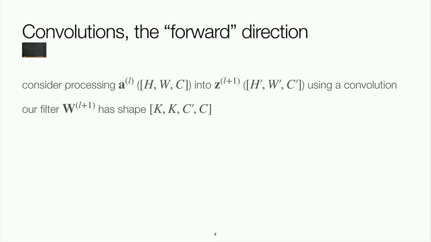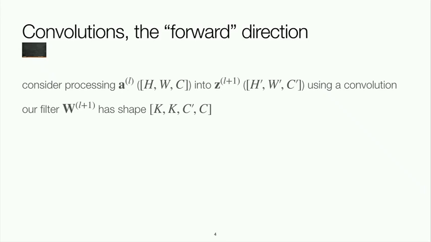Let's call our input AL because it's like the output of the previous convolution layer, something that's already gone through the conv, batch norm, ReLU kind of thing. It's image-like, right? So it's got some height and some width and then some number of channels, some depth is what we call it. And we're going to process this using a convolution operation into ZL plus 1, which is the thing that's going to go into the next batch norm ReLU kind of thing.